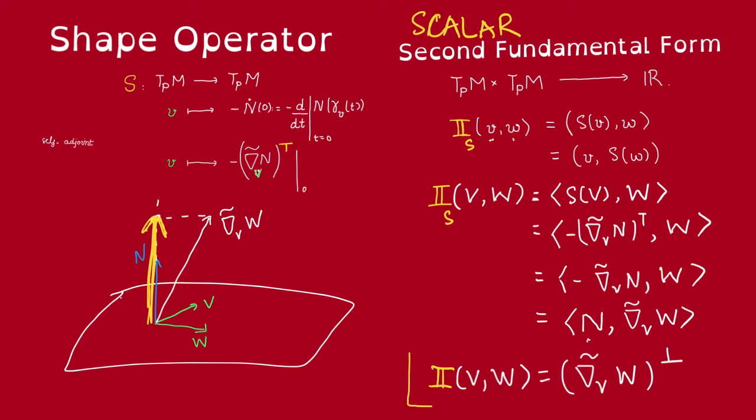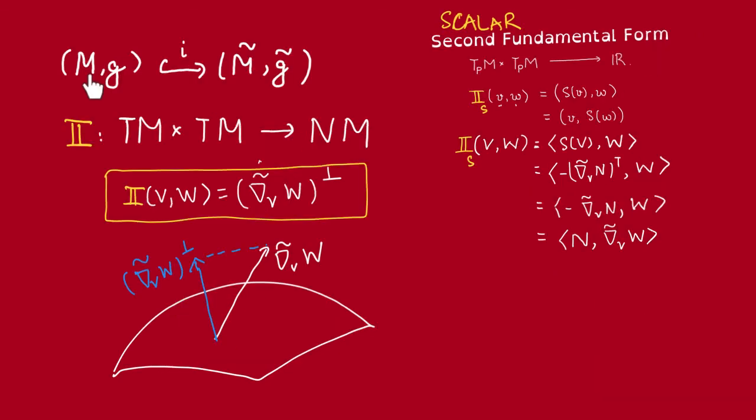Now finally, this is a definition that we can use to generalize for any Riemannian manifold. For any Riemannian manifold M isometrically immersed inside some ambient Riemannian manifold M tilde, we can define its second fundamental form to be a map from the product of the tangent bundle on M with itself to the normal bundle on M, given by the following description. So the second fundamental form of V, W is just going to be the normal component of the connection of W along V.